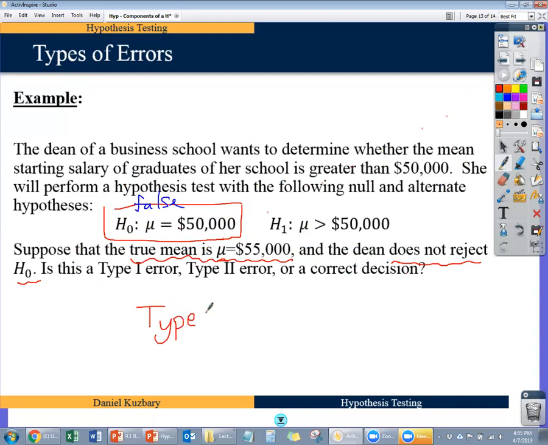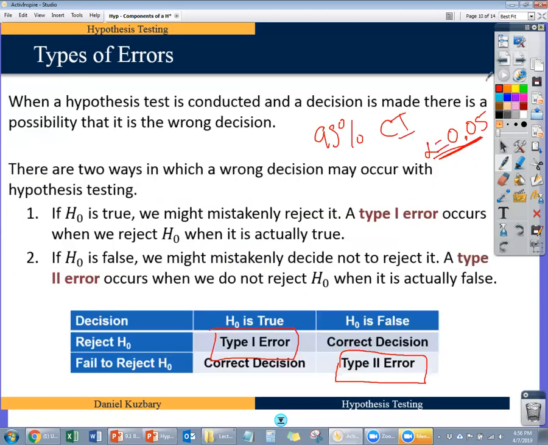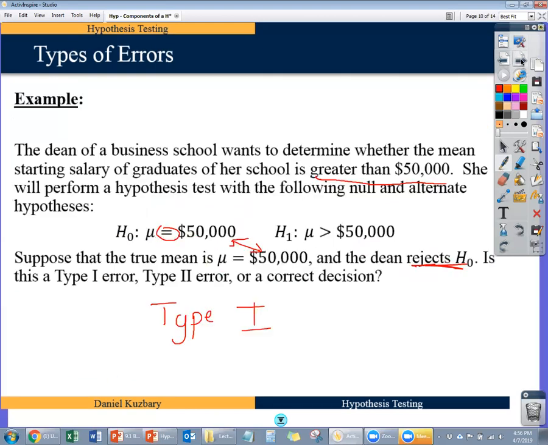And we can look back at that table to see how this is classified again. A type 2 error is when H naught is false. So we're saying the mean's 50,000. It's really 55. So our hypothesis is false, but the dean fails to reject it. You got a type 2 error.